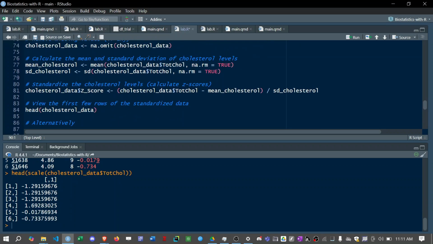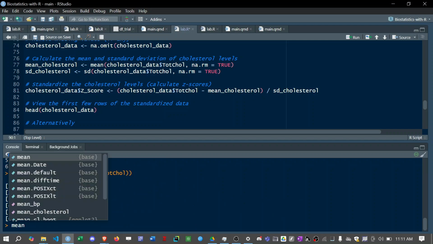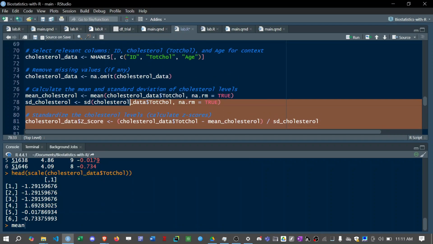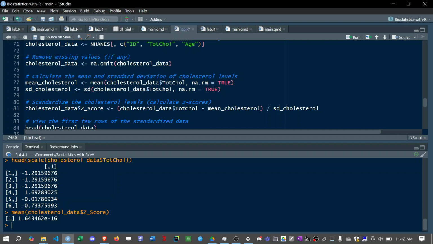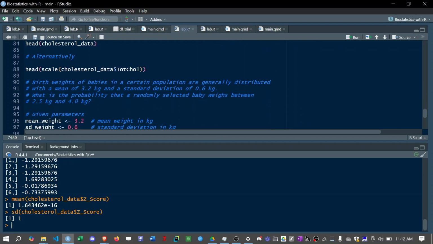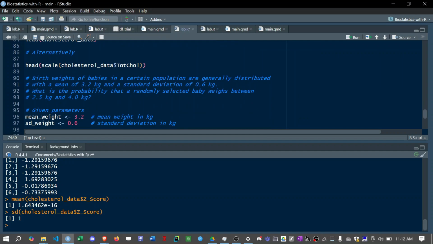Now if you check the mean of the z-score column, you can see this is approximately 0. And if I check the standard deviation, SD, it is 1. So you can see that we already standardized that particular variable. It's now a standard normal distribution. I also give you a practice exercise: try to plot the histogram and see how it looks. You're going to see that it gives you a bell-shaped curve.